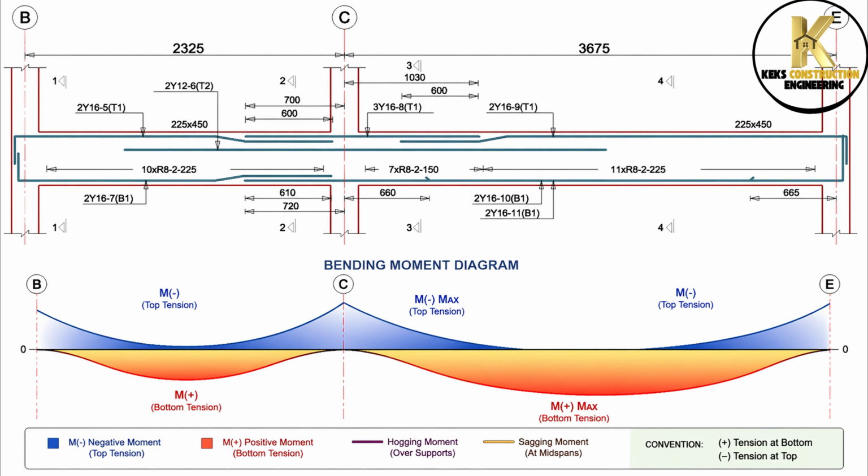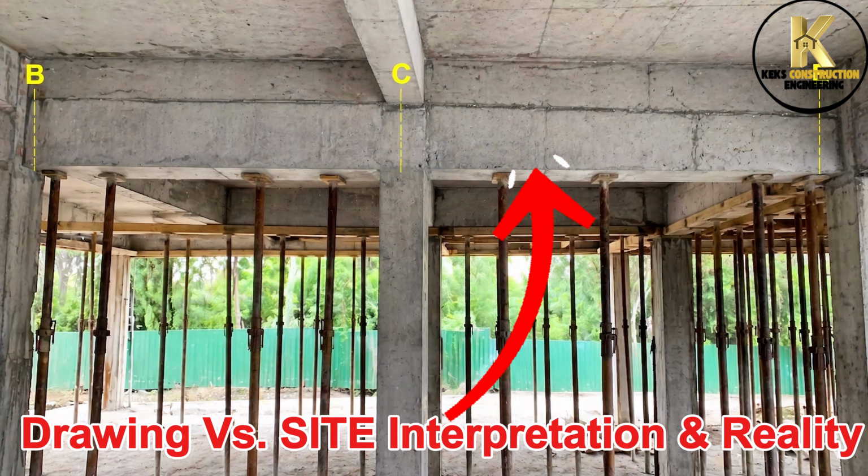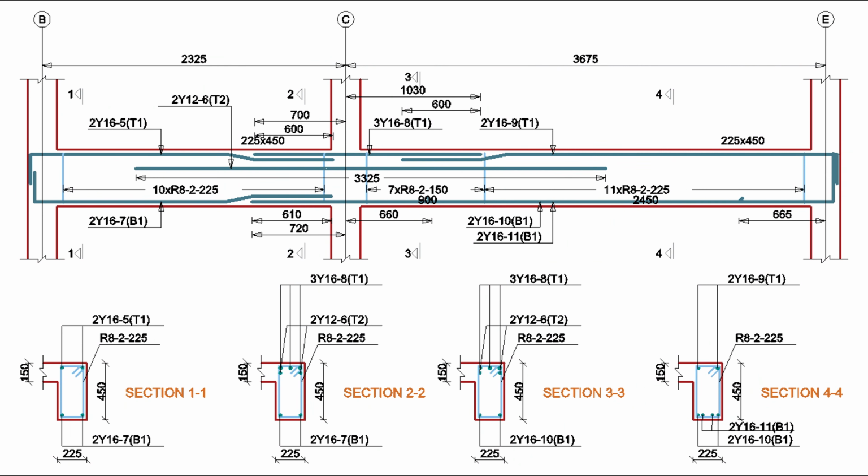By the end of this tutorial, you will learn how to read, interpret, and execute this type of structural beam drawing correctly on site. Now, let's start with beam 01. Beam 01 is a continuous beam of 2 span. Take note of the distance between the grid lines B, C, and E as we proceed to represent it on site.